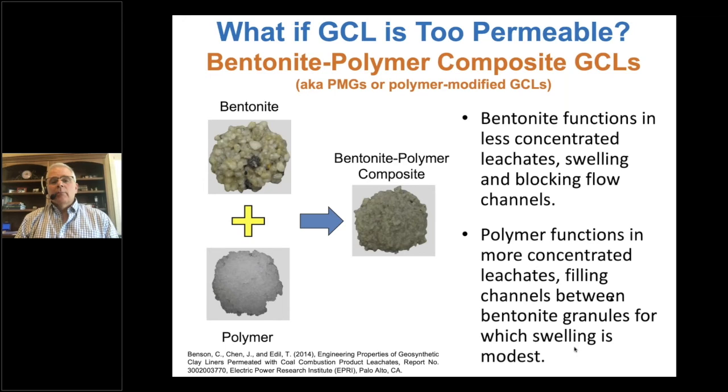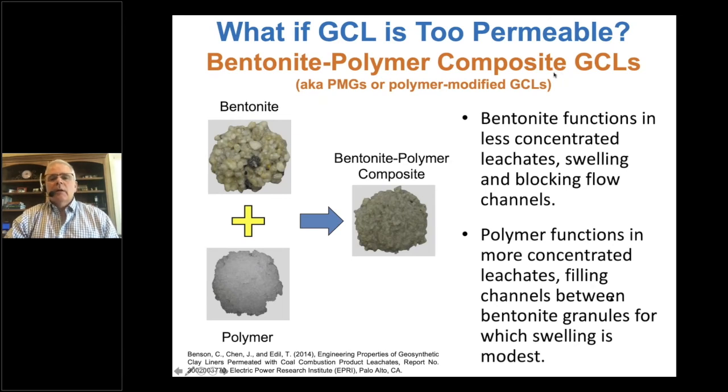call them bentonite polymer composite materials, where we take bentonite and we take polymer, blend them together in a dry material, put them into a GCL, roll them out just like we normally would, and the bentonite and polymer tend to hydrate together. They work collaboratively, we might say, in the GCL. Those products can work with very strong leachates. Bentonite polymer composite is the word that I use for those.